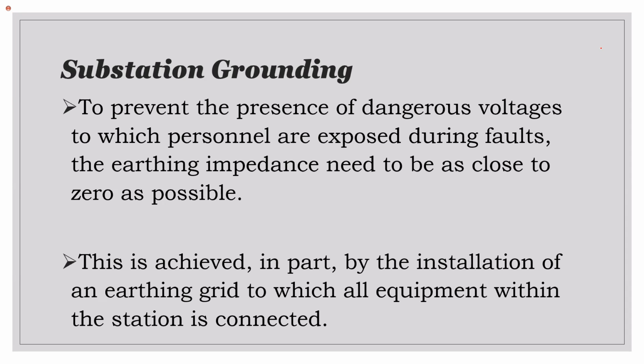Ideally, it should be zero, because we know that earth resistance is supposed to be zero. That's not usually the case. So ideally, the earthing resistance within your substation should be about 1 ohm, or 1 to 5 ohms, but let me just say 1 ohm. This is achieved in part by putting in what we refer to as a grounding grid or earthing grid. And all equipment within that substation is connected to the grid.